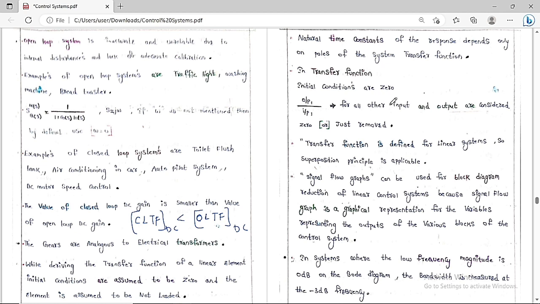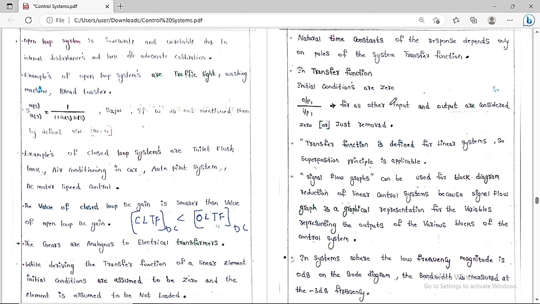Suppose in the given system we have multiple inputs and multiple outputs. Out of these, I want to find the ratio of output 1 by input 1. Then all the remaining inputs I am going to assume are 0, and all the remaining outputs are also assumed to be 0. 0 means simply they are removed. Therefore, in the case of a transfer function, the initial conditions are always assumed to be 0.